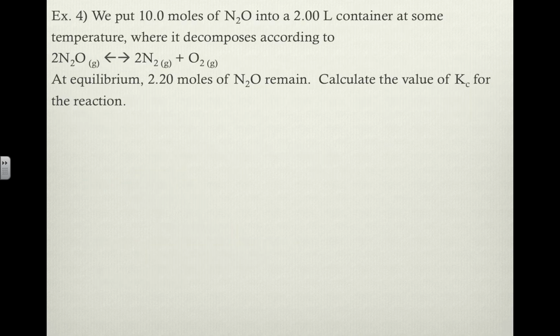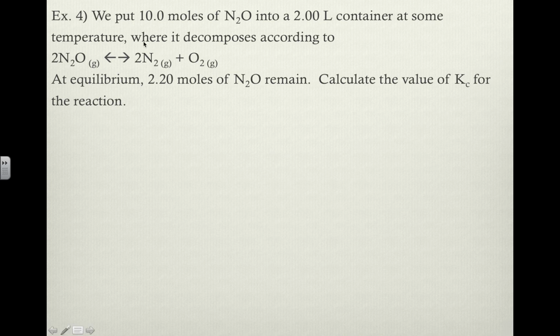Let's try another one. This is a little bit different, but same idea. We put 10 moles of dinitrogen monoxide into a 2-liter container at some temperature, where it decomposes according to that equation. At equilibrium, 2.2 moles of dinitrogen monoxide remain. Calculate the value of Kc for the reaction.